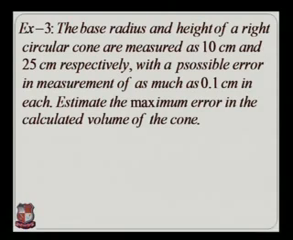The base radius and height of a right circular cone are measured as 10 centimeter and 25 centimeter respectively, with a possible error in measurement of as much as 0.1 centimeter in h, means in the radius there is 0.1 centimeter, as well as in height, that is also 0.1 centimeter. Estimate the maximum error in the calculated volume of the cone.